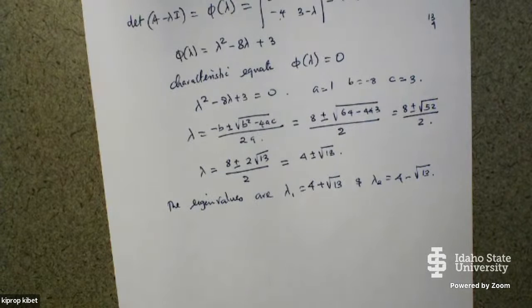So basically, if the degree here is 2, we know that we get 2 eigenvalues. If the degree here is 3, then we should get 3 eigenvalues. If the degree here is 4, we should get 4. Okay. That's how.